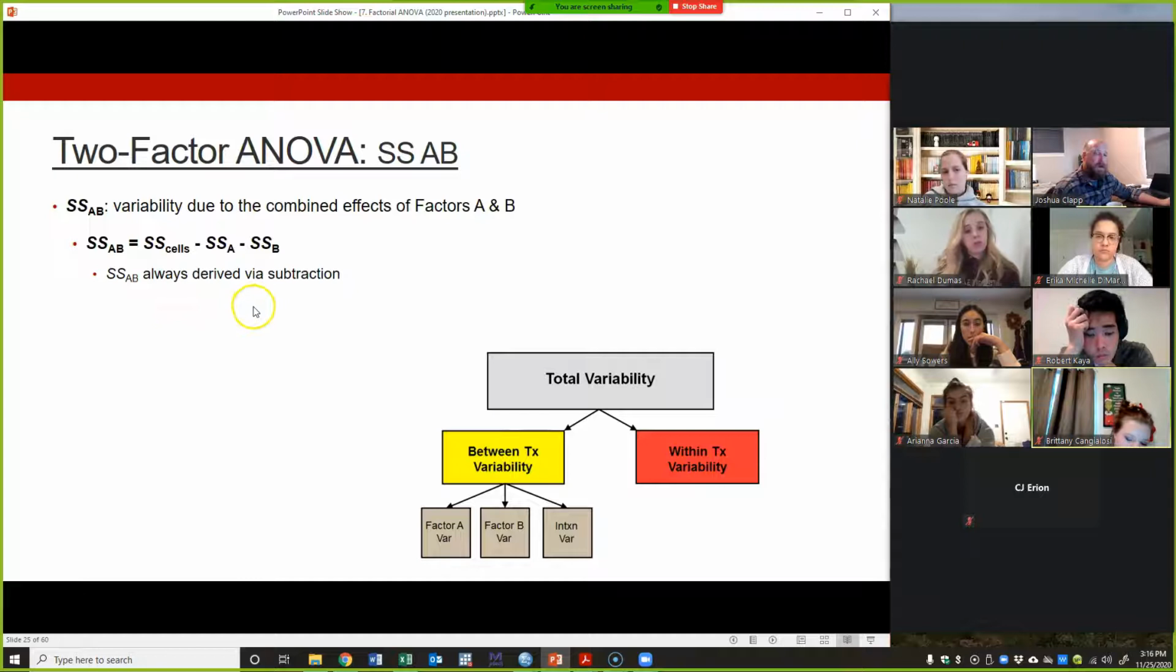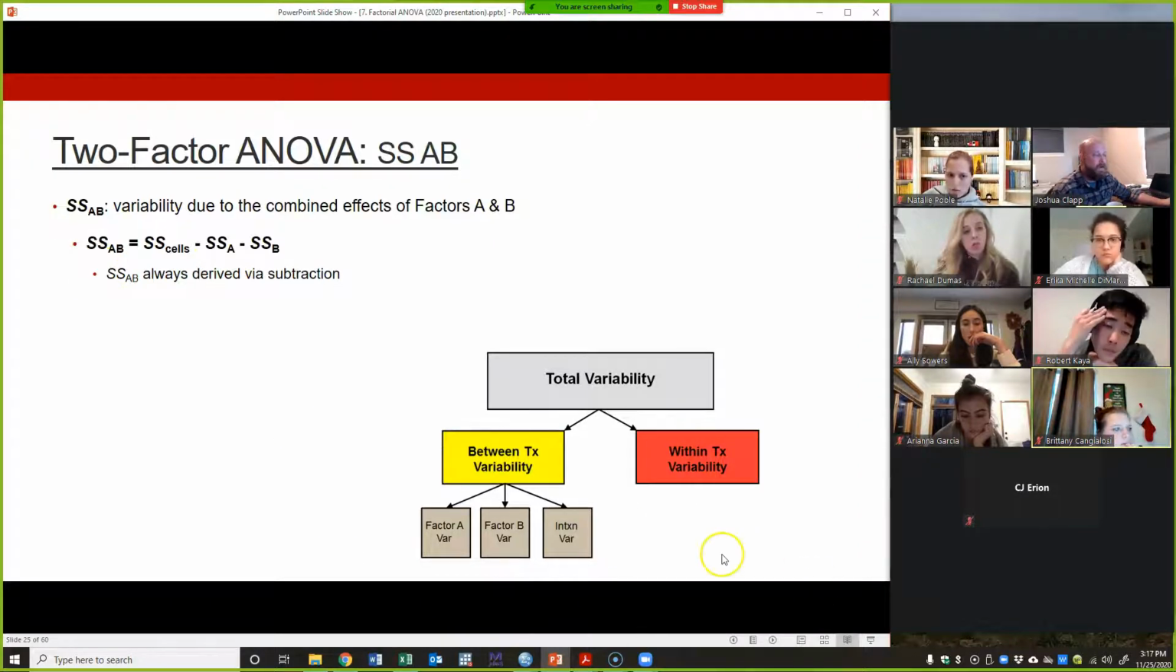So what we can do now is calculate our sum of squares for our interaction, our AB interaction. Sum of squares AB is the variability due to the combined effects of A and B, right? You always get this by subtraction. This is easy. We're just going to take your sum of squares cells minus sum of squares A minus sum of squares B. Whatever's left over, that's your interaction, okay?